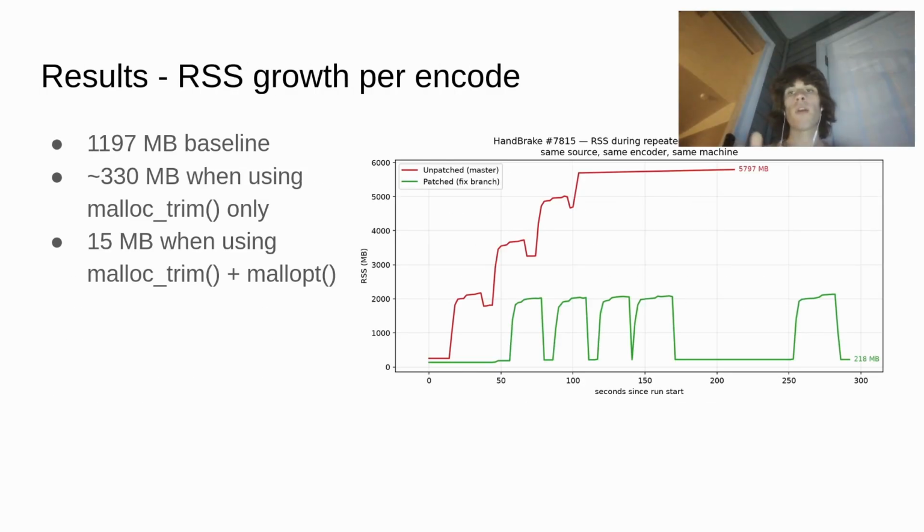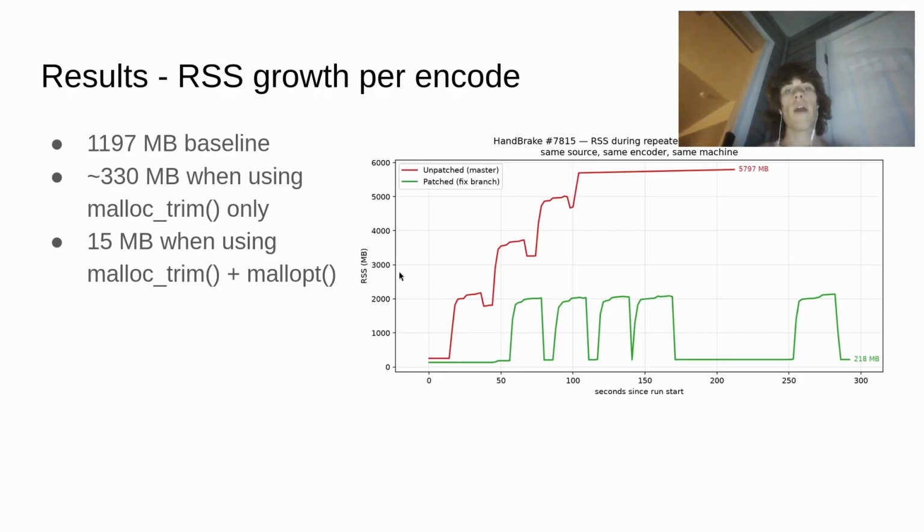So there's about a 1.1 gigabyte baseline, and then when you call malloc_trim only, you can get that growth per encode down to about 330 megabytes. And then when you use the full patch with malloc_trim plus mallopt, you can get that down to 15 megabytes, give or take, per encode.